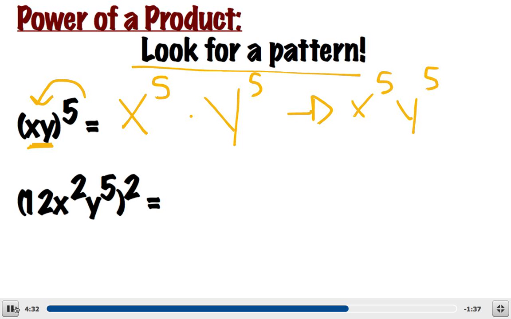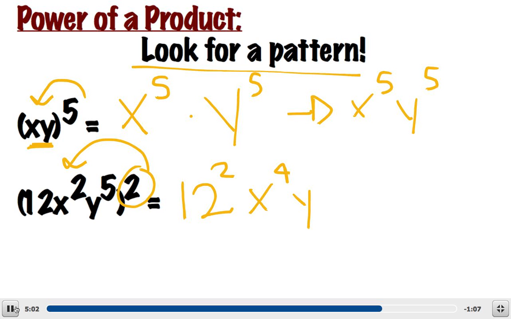My next example, I have more than two products inside my parentheses. So I have 12x squared times y to the 5th, raised to the power of 2. So to do this, I am going to raise everything to the power of 2. So this is 12 squared times x squared to the power of 2. We just learned that with a power of a power, you multiply your exponents. So that's going to give me x to the power of 4.